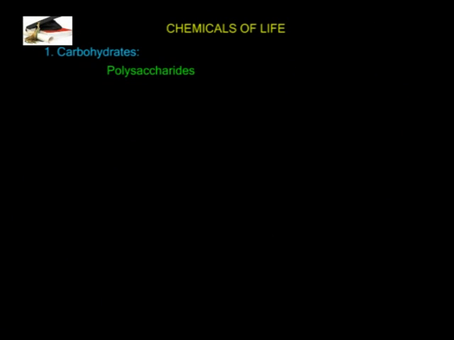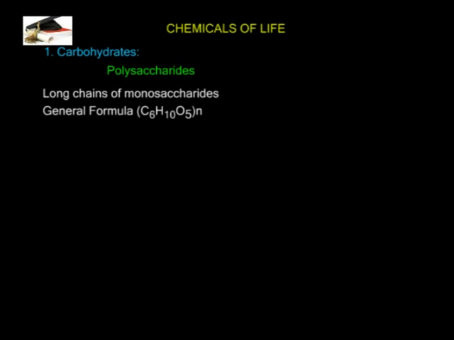Polysaccharides. Polysaccharides are made up of many molecules of monosaccharides. Thus, their molecules are long and more complex. They have a general formula of C6H10O5 into bracket N, where the value of N is very large. The polysaccharides commonly found are starch and cellulose in plants, while glycogen is found in animal tissues.